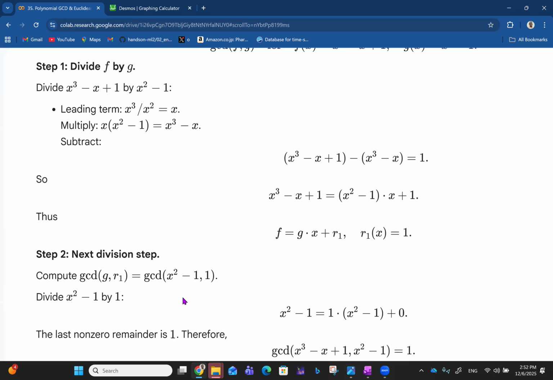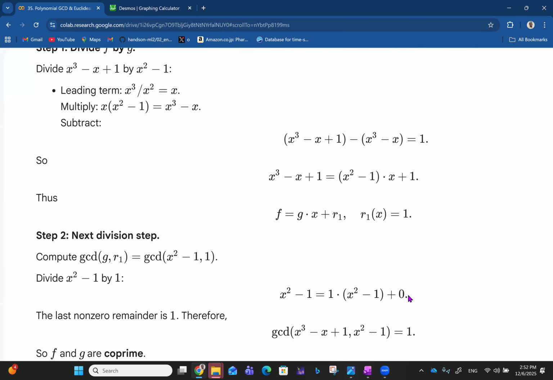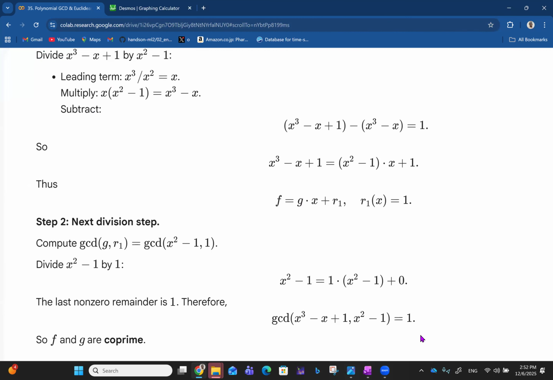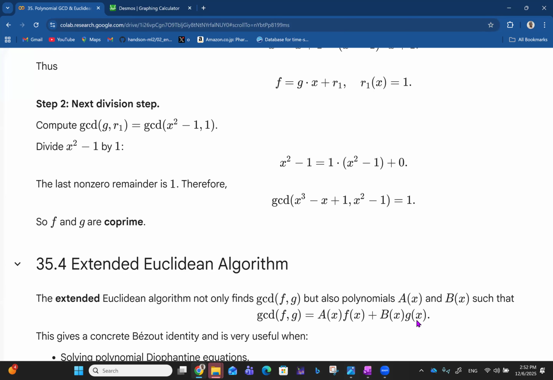So the GCD of x squared minus 1 and 1. How do you divide? You have x squared minus 1 divided by 1, and you end up getting the same thing. So x squared minus 1 is 1 times x squared minus 1 plus 0. So the last non-zero remainder is 1. Therefore, the GCD of x cubed minus x plus 1 and x squared minus 1 is equal to 1. That's the greatest common divisor. You keep going until you get that last one. So in this case, f and g are co-prime, so they don't have anything that divides both of them. Since they are co-prime, the divisor is simply 1.